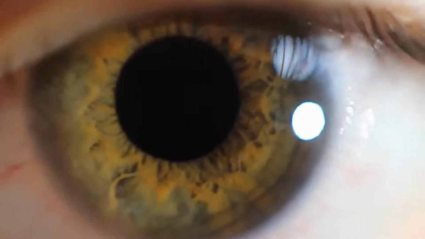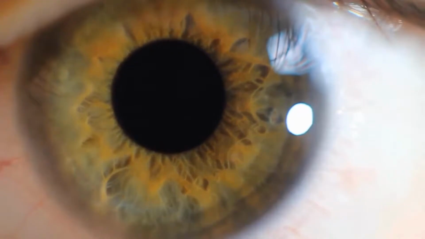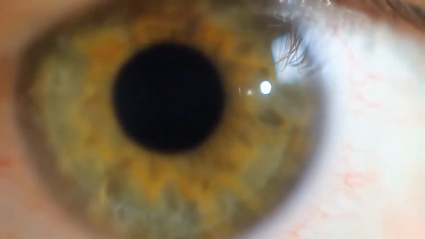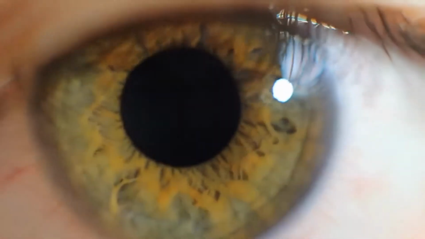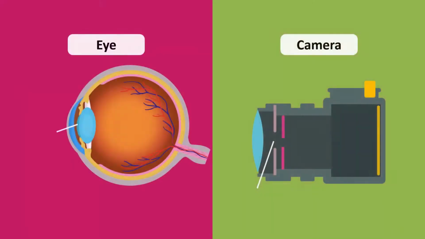When the light is dim, the iris contracts and the pupil becomes larger so that more light can enter the eye. And when the light is bright, the iris expands and makes the pupil smaller so that less light can enter the eye. So, in a camera, the aperture is the pupil. When the aperture decreases, less light gets in.